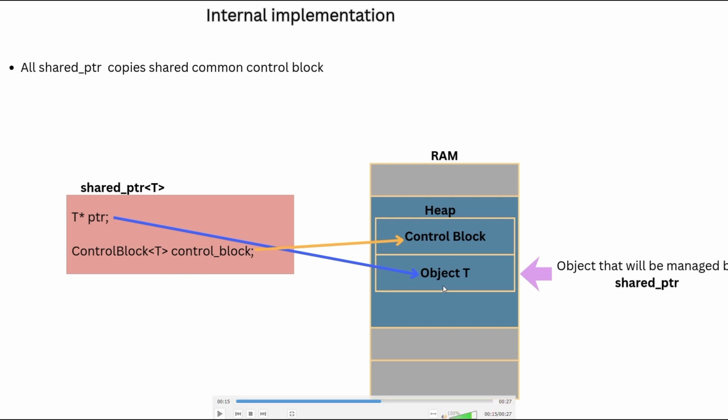Both are created on the heap. You can see the object is created on the heap, and additionally, the control block is also created on the heap. This is one limitation of shared pointer, because it is consuming extra memory for the control block. Here the object of type T is the object which is being managed by shared pointer. The control block just keeps the metadata like weak count, reference count, and custom deleter. All of these things will be inside the control block.